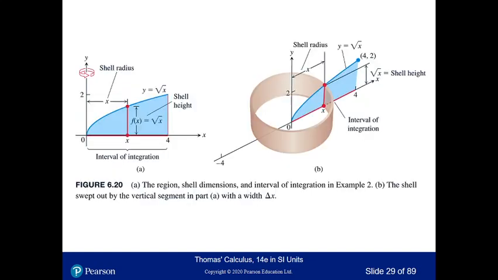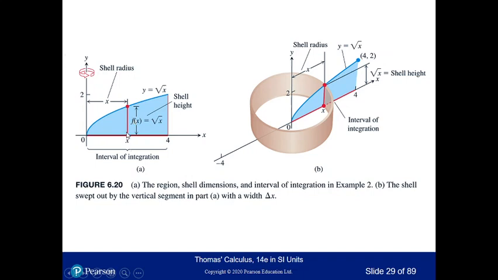Okay, that's how you would do it. Let's give another example. This is the region that we have. This region is made up of y equals square root of x, the x-axis, and the line x equals 4, right? And this is the region, and we want to rotate this around the y-axis.